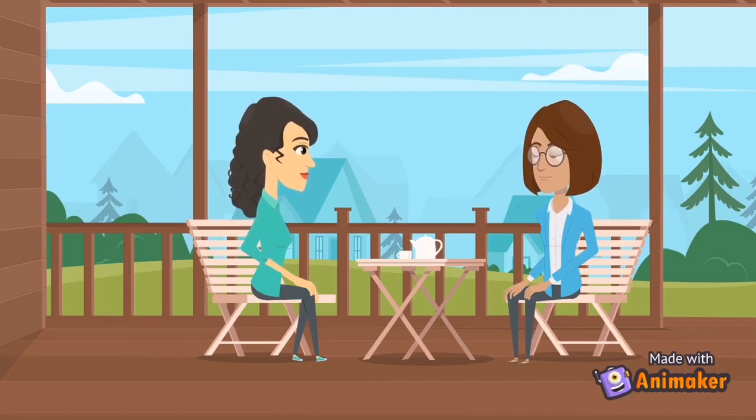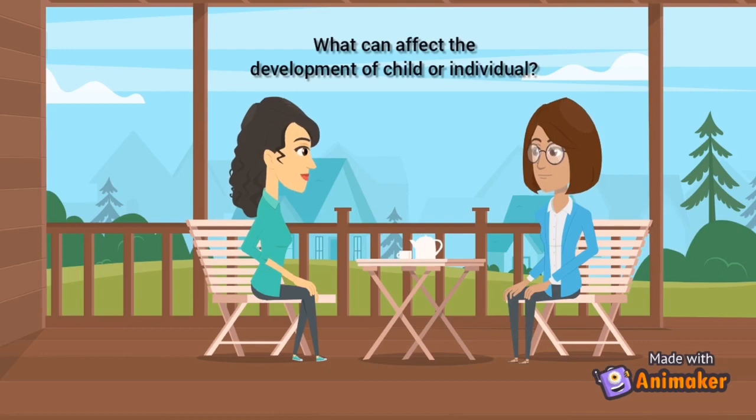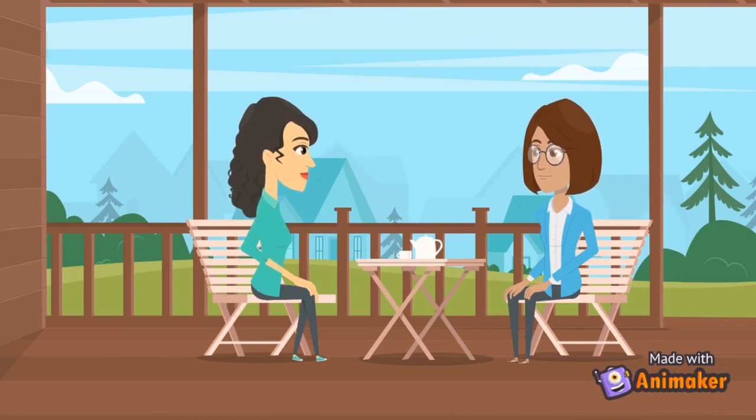Okay, what do you think are the major factors that can affect the development of a child or individual, and why does it happen? There are lots of factors that can affect a child's development, but the major factors to me are what a child eats and drinks, their parents' parenting style, and their environment. And these factors mainly affect a child's mental and physical development.